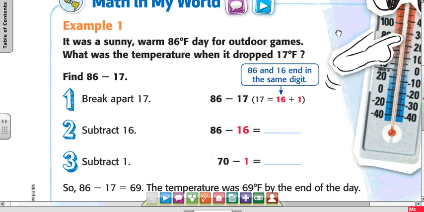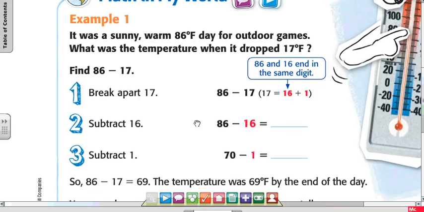They have, for example, it was a sunny, warm 86-degree day for outdoor games. What was the temperature when it dropped 17 degrees? Okay, it says find 86 minus 17. Well, obviously we could do this. 86 minus 17, we could do that.